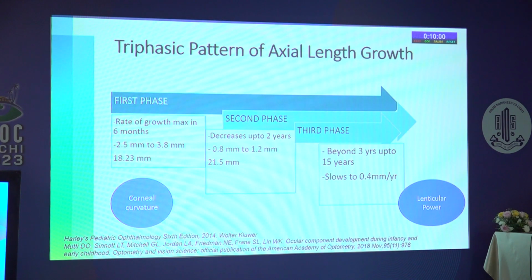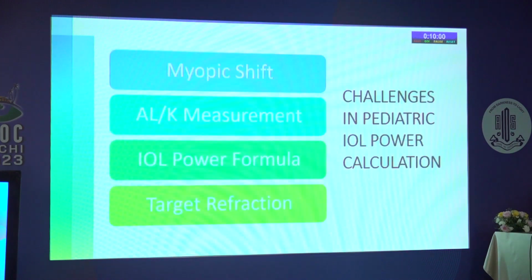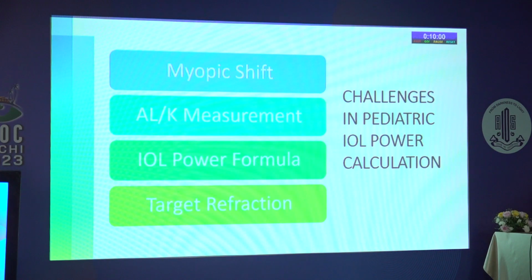So the pattern of axial length growth is in the first 6 months, a second phase up to 2 years, and beyond up to 3 years. That is why in bilateral cataract we usually wait up to about 18 months to 2 years to implant an IOL, and do it later as a secondary procedure. Next. So the myopic shift, axial length and keratometry measurement, and IOL power calculation are challenges. Next.